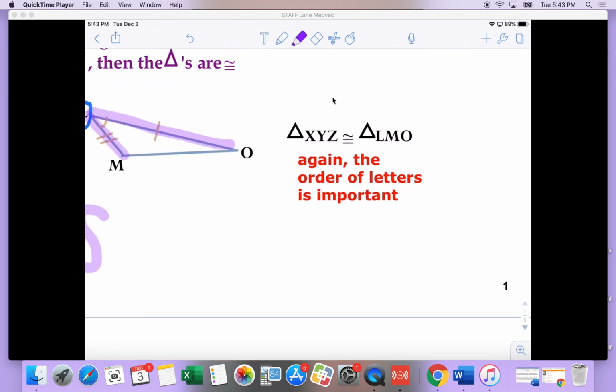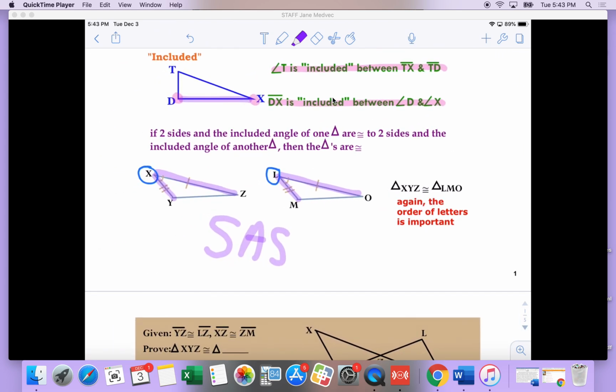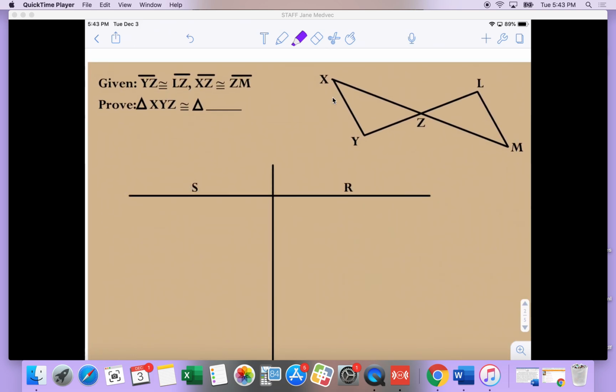So again, we can say triangle XYZ is congruent to triangle LMO. Letters are important, and where they're placed is very important. So just FYI, make sure that you're naming them according to their corresponding parts. Let's take a look at this first example. Again, we're always going to start our proofs off with given, and please number your proofs. So I've got line segment YZ is congruent to LZ. I'm going to go given.